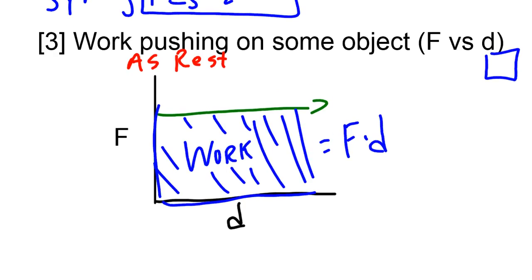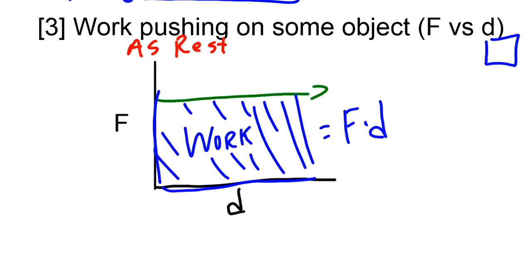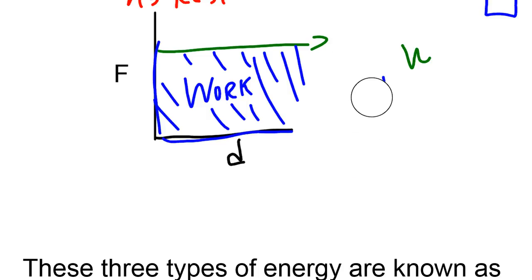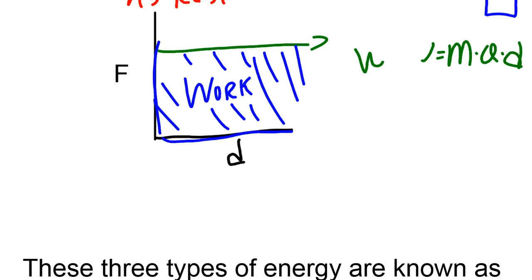Now, we've got to bring back a little bit of our Newton's laws knowledge. Recall that Newton's second law, F equals ma, if mass isn't changing, force is equal to mass times acceleration. Therefore, the work being done on an object is equal to mass times acceleration times displacement. And so that's one way of actually solving for the work done on an object.